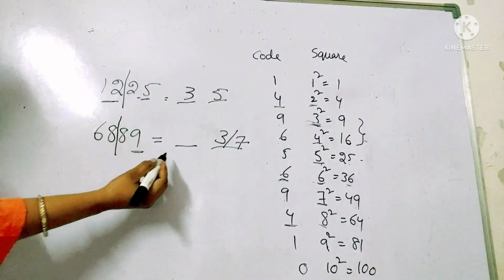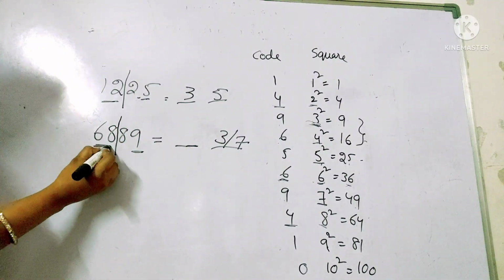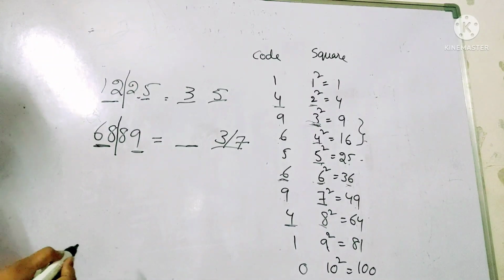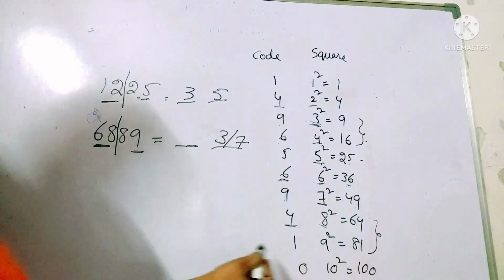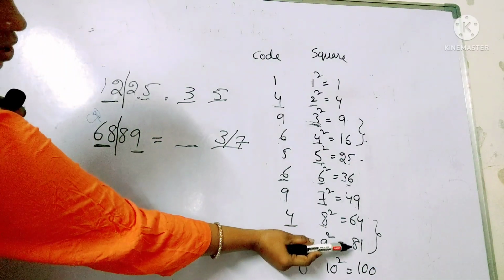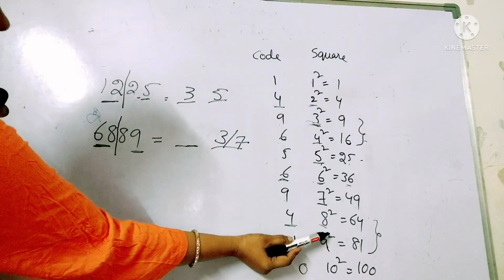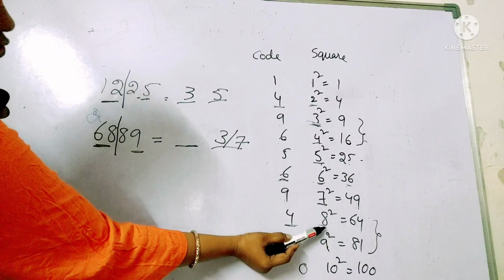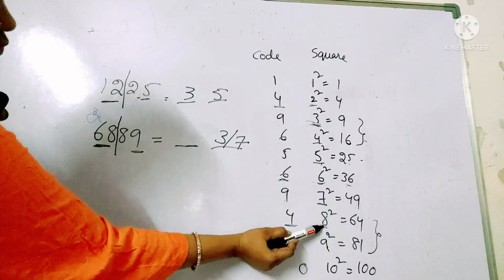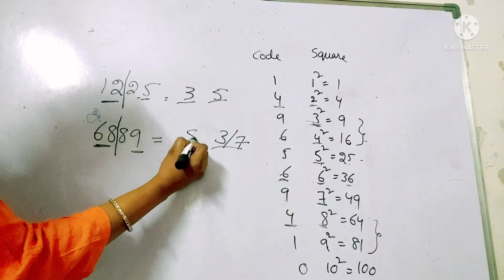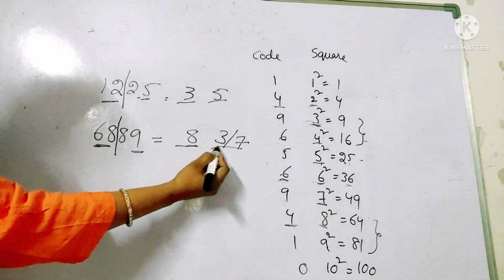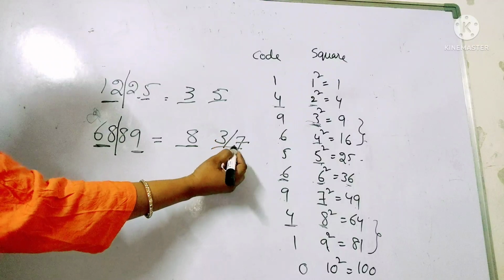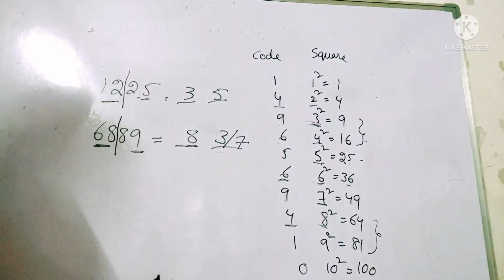Okay. Now go for the next digit, 68. In between which numbers is the 68 lying here? Okay, between 64 and 81, the 68 will be there. Okay, so here always you have to choose the smallest number. So here 8 you have to take. Now among these two, 3 or 7, which one is going to come in the answer?